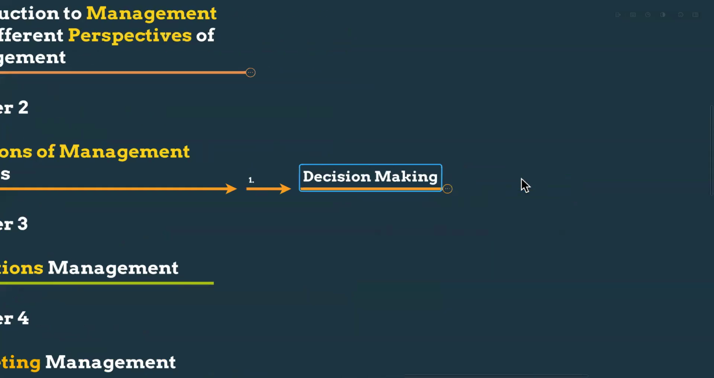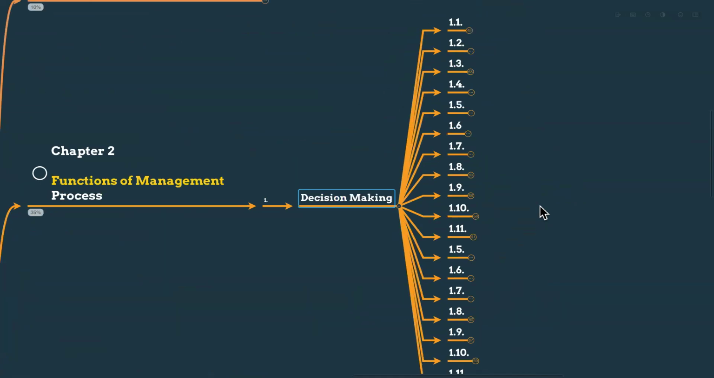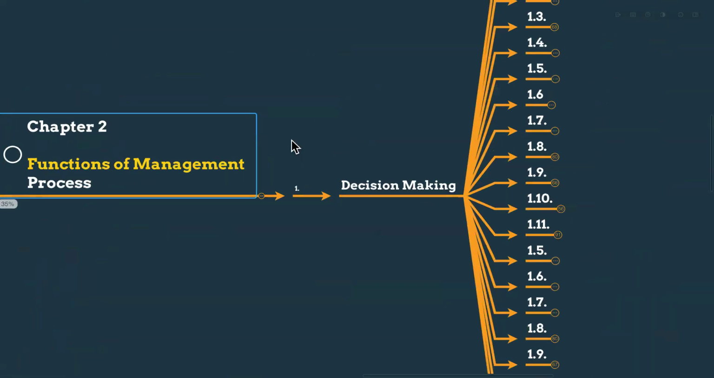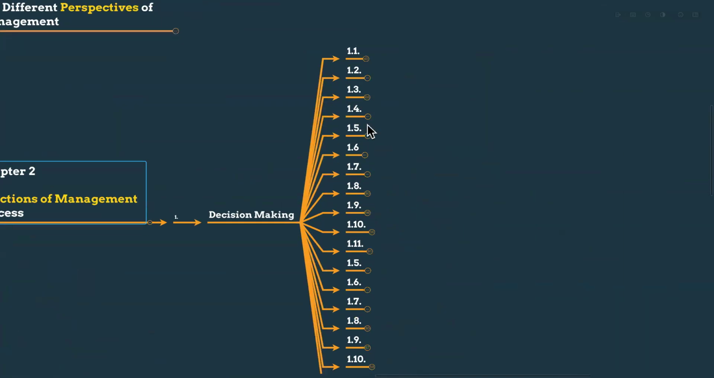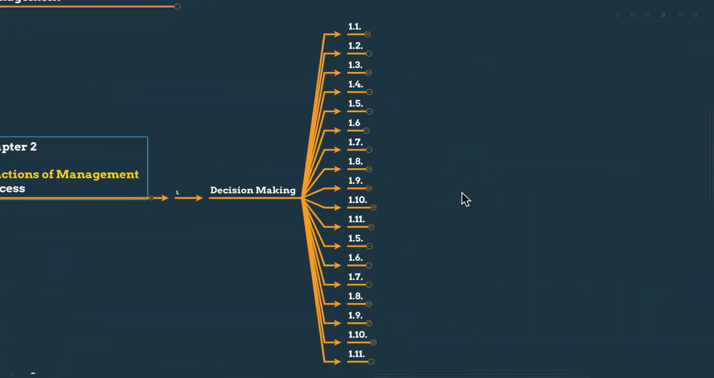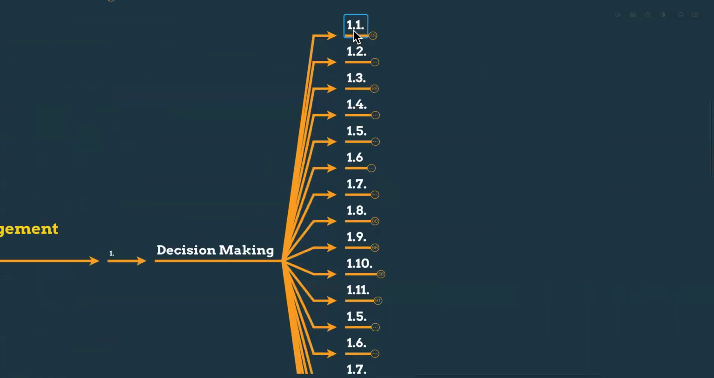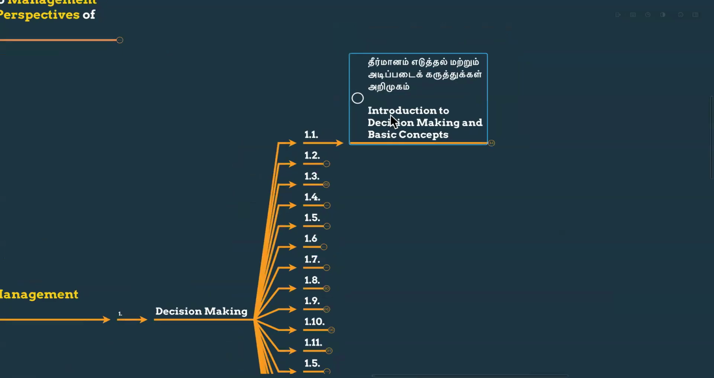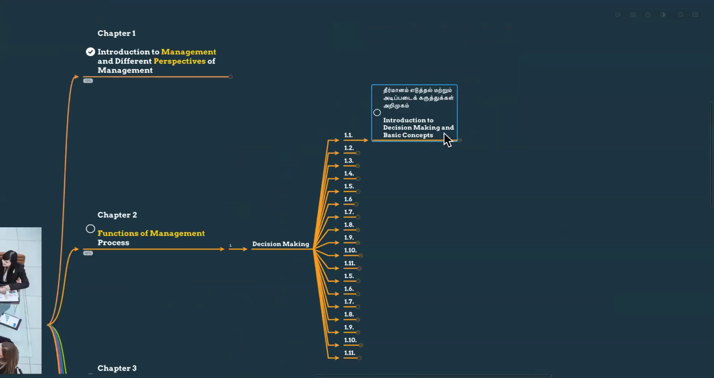And in today's session, we are gonna start with the decision making chapter because this is 35 percentage of your entire syllabus. So this is where we are going to spend most of our time. So functions of management process, let's learn about the decision making process. There are 1.11, it means 11 subsections available in this decision making process. So let's initiate with 1.1, and that is the introduction to decision making and basic concepts.